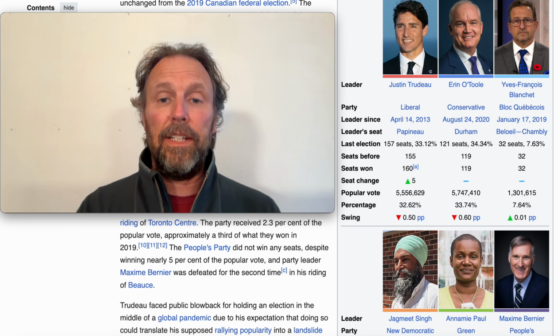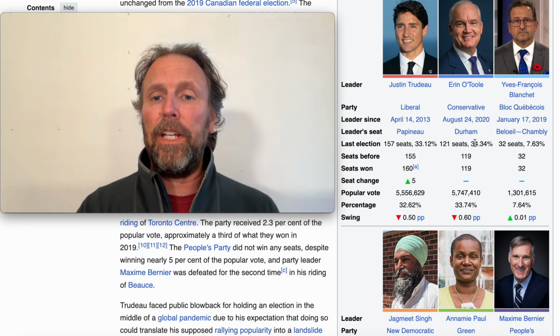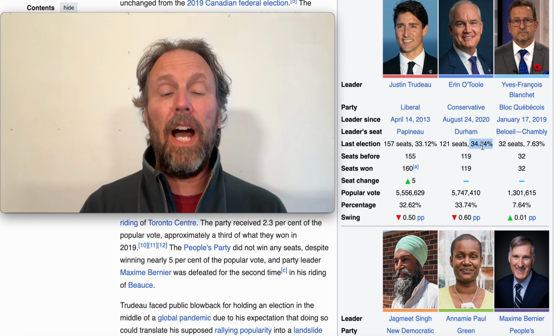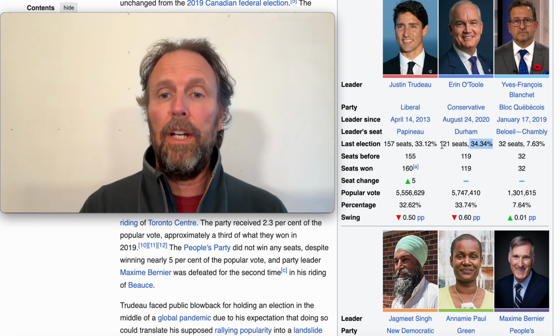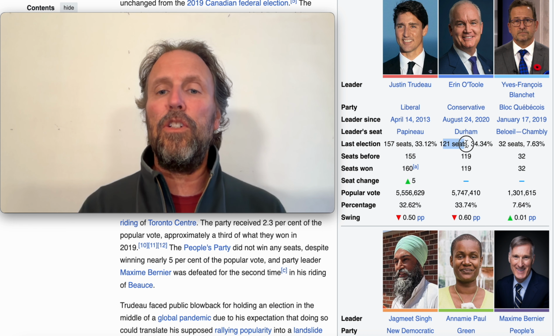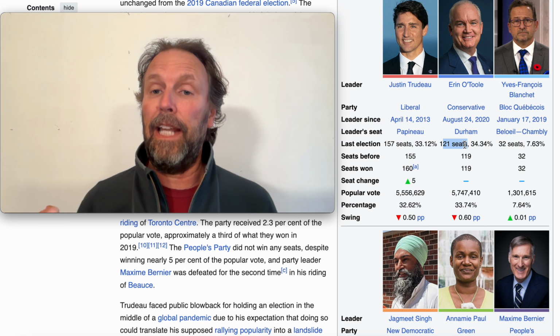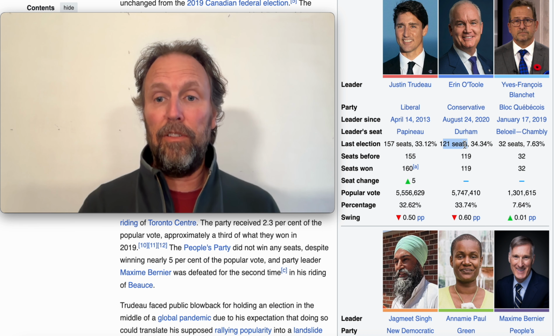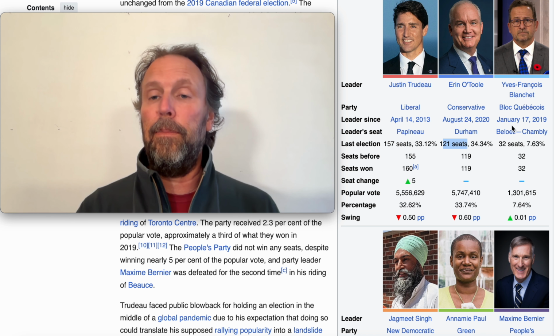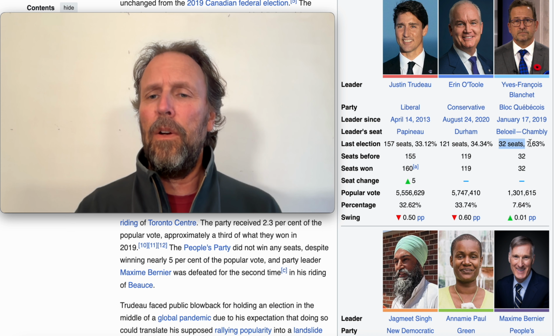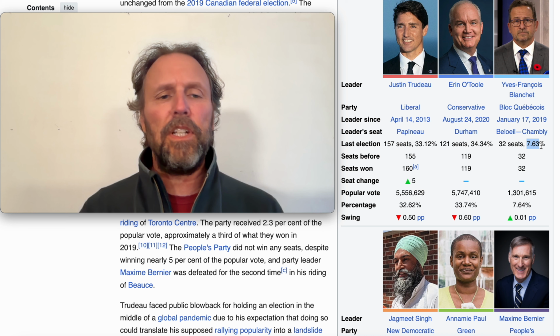Now, surprising, in that election, the Conservative Party received 34.34% of the popular vote. They received a higher percentage of the popular vote, and that translated into 121 seats for them. They were able to win fewer seats with more of the popular vote. I'm going to explain that in a minute here. The Bloc Québécois succeeded in winning 32 seats with 7.63% of the popular vote.